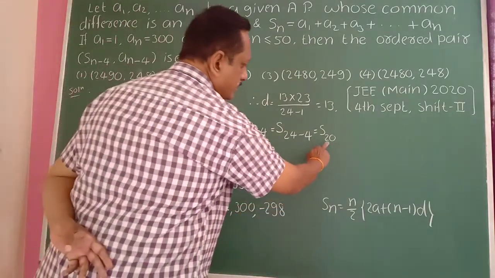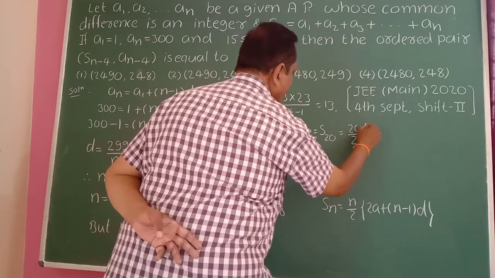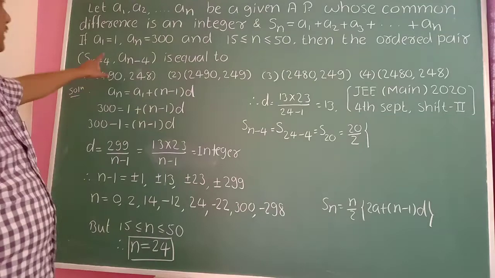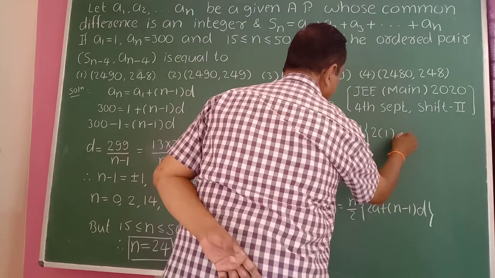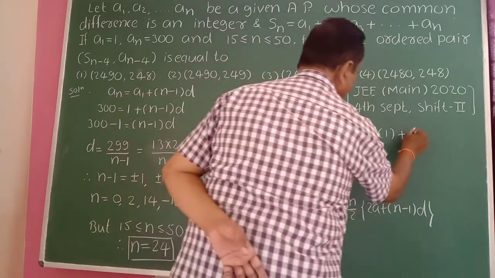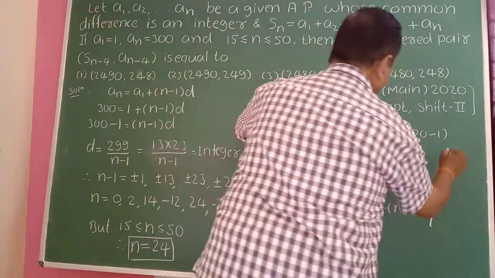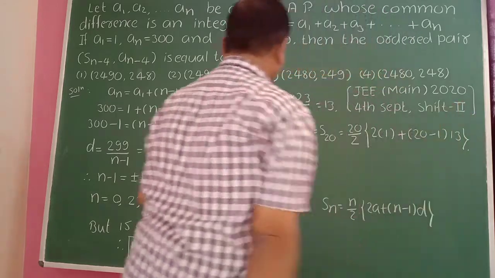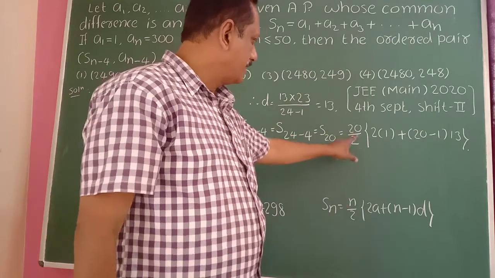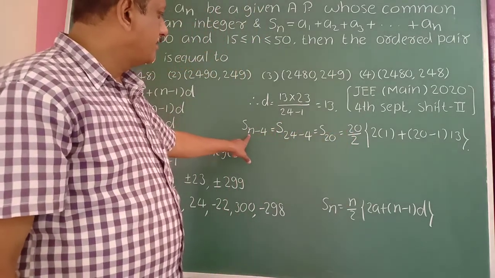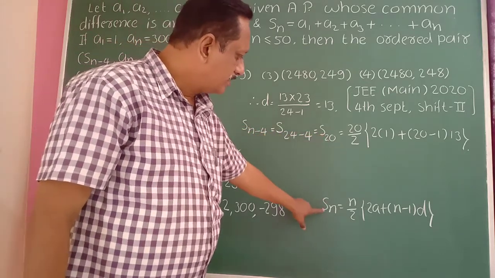Here n is what? 20 here. Put n equal to 20. 20 by 2 into bracket. And first term a1 is 1 here. Therefore 2 into 1 plus n is 20, so 20 minus 1 into d. d is 13 here. So write here 13. Bracket complete here. Okay. Actually, we do not use n equal to 24 here, because here we want n minus 4. The n value is 24. 24 minus 4 becomes 20. Yes, 20 means use this formula.